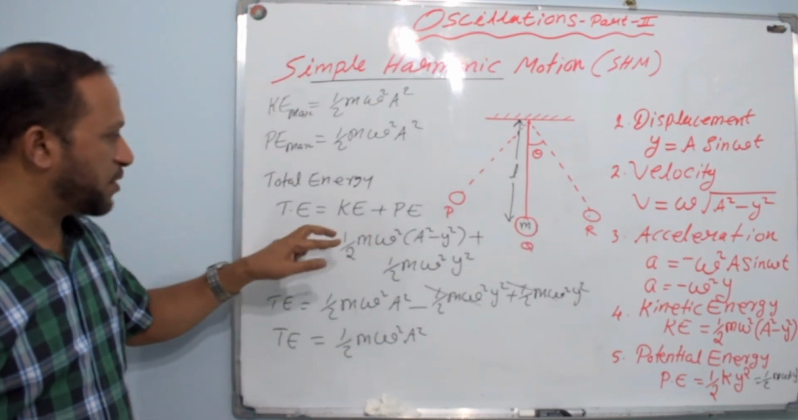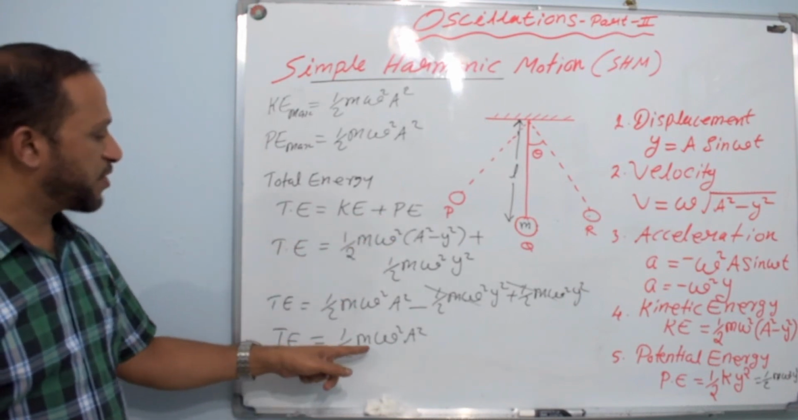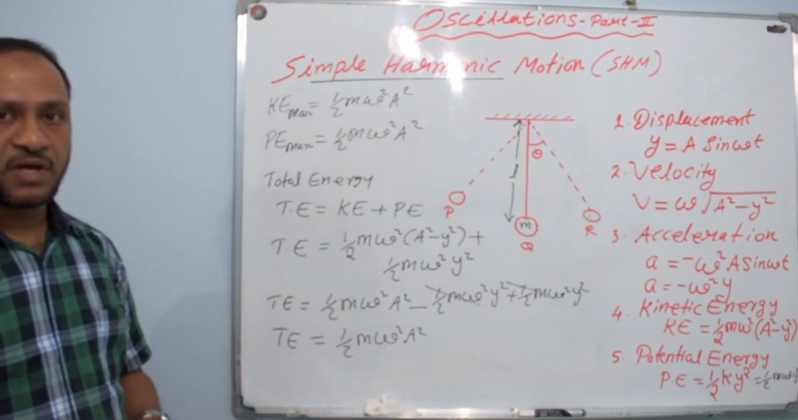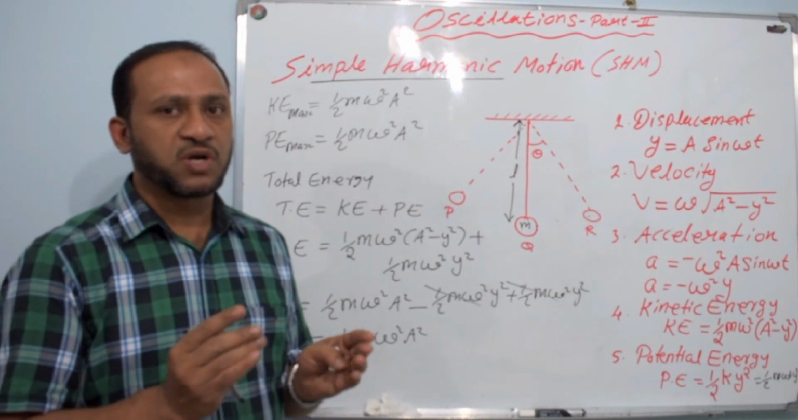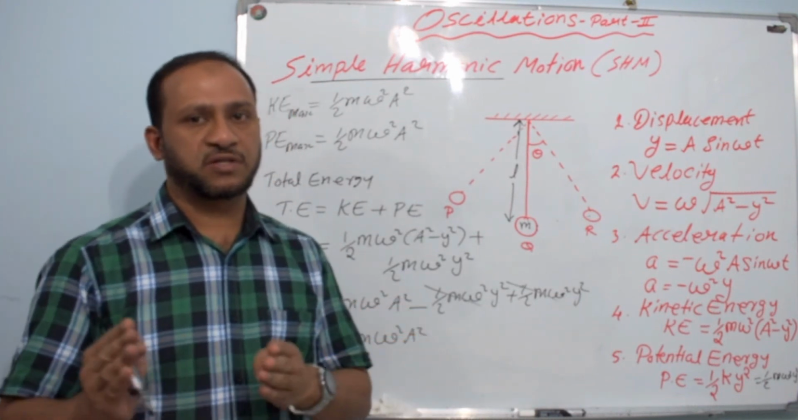When we add both of them, kinetic energy plus potential energy, the total energy also becomes half m omega square a square. It means energy is neither being created nor destroyed. It is only changing from one form of energy into another form.